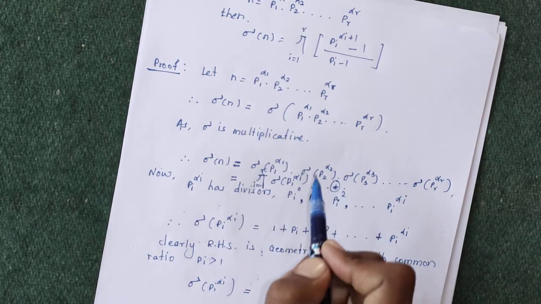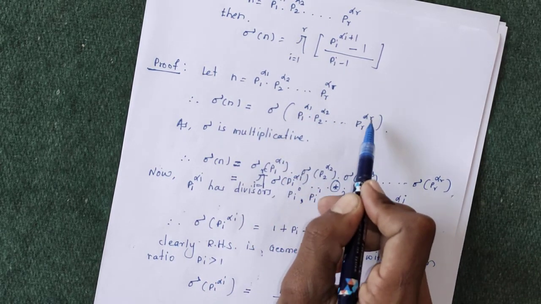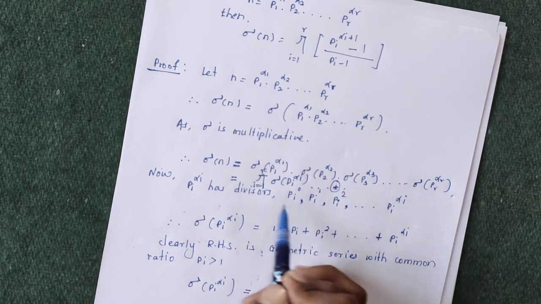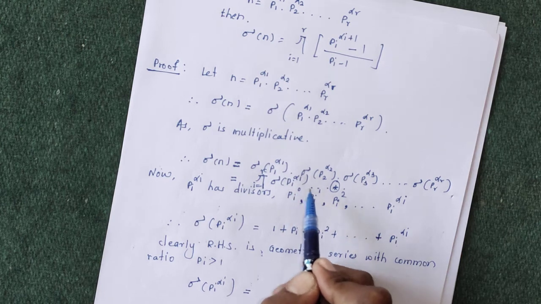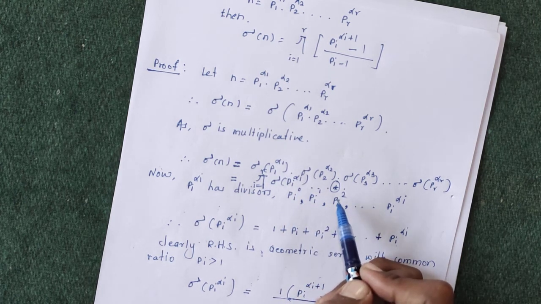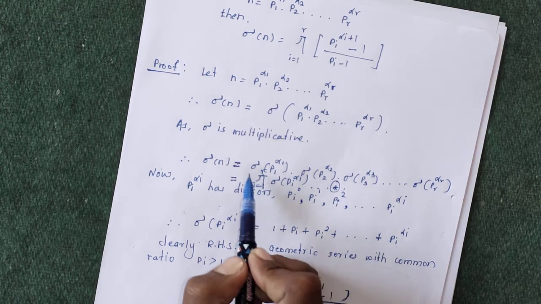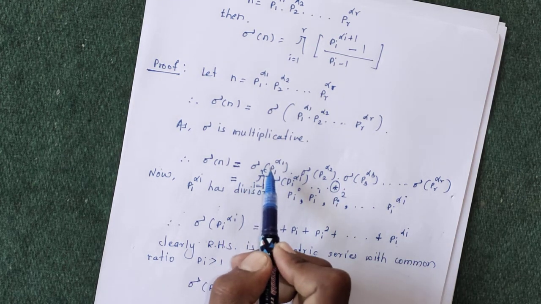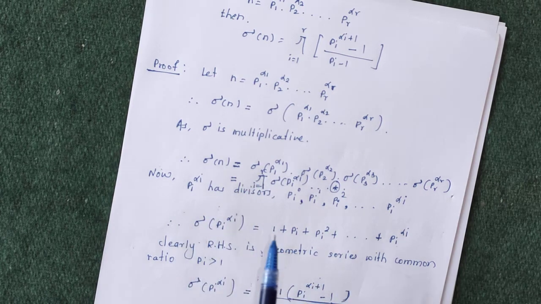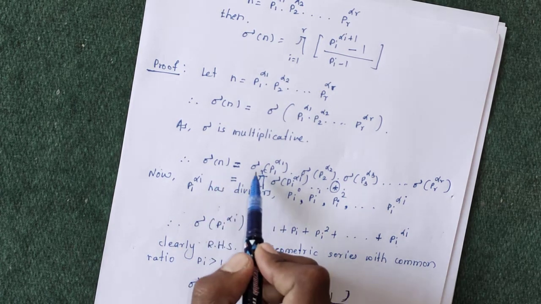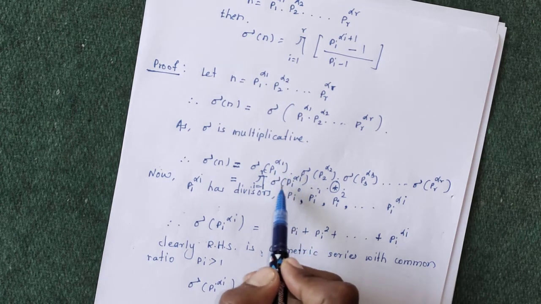So sigma of p1 raised to alpha 1 into sigma of p2 raised to alpha 2 up to sigma of pr raised to alpha r, and just generalizing this product as the product of i running from 1 to r, sigma of pi raised to alpha i. Suppose this is equation number star. And sigma of n, by using the definition of sigma, is the summation of all positive divisors of n.